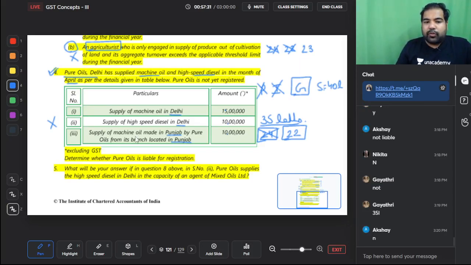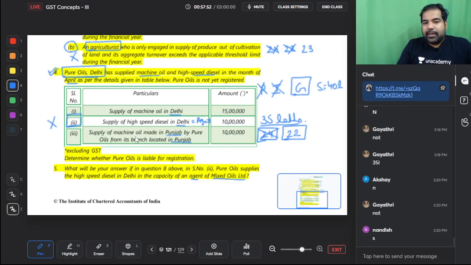Guys, what if in the above question at serial number 2, only serial number 2, Pure Oil supplies high speed diesel in Delhi in the capacity of an agent? What if Pure Oils is an agent? Only for point number 2, what if they are agent of mixed oils? Will they need to be registered?